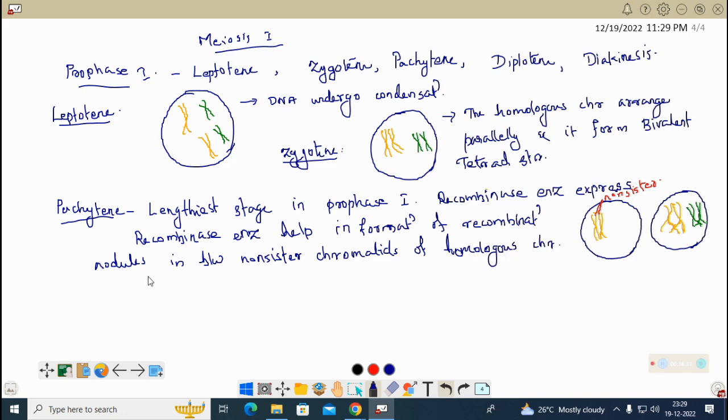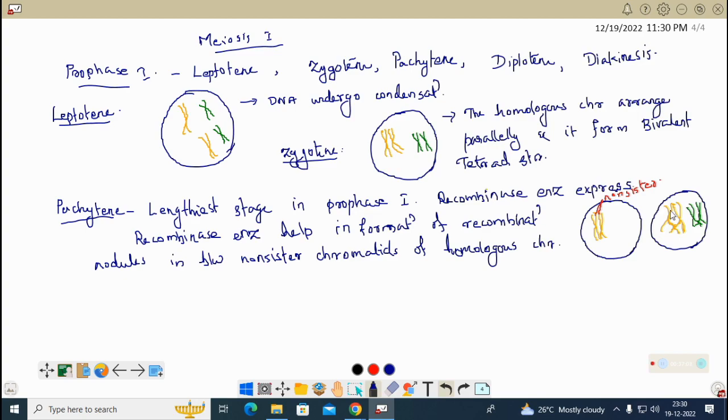Okay, so this is the lengthiest phase, and here we can see recombination occur. We'll be able to see the recombination nodule. Here I have just shown the non-sister chromatids. I did not show the second pair, so there is no need to get confused, because I have not drawn the second pair here. This is just to represent the non-sister chromatids.